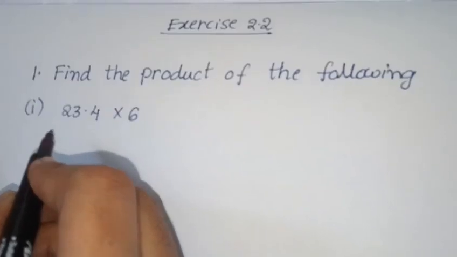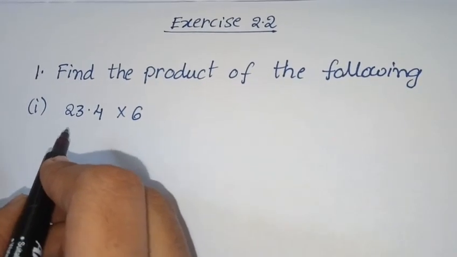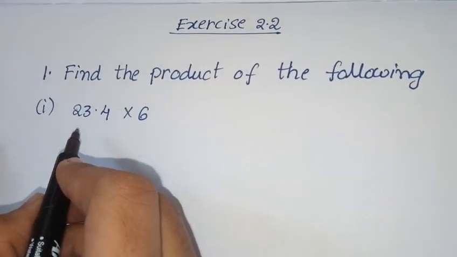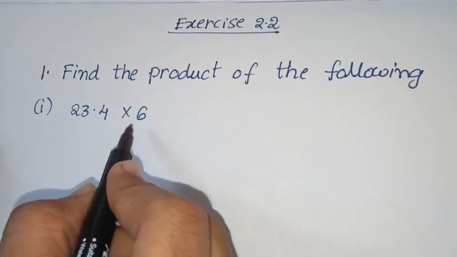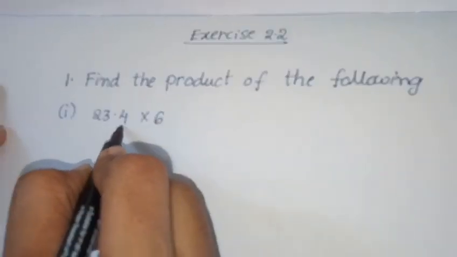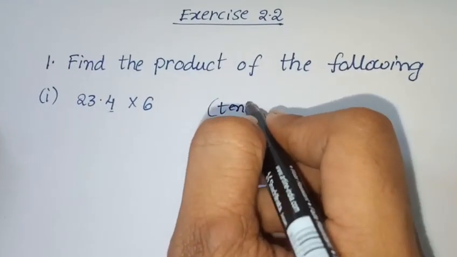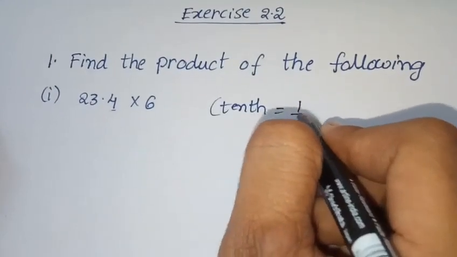Now I am going to explain exercise 2.2, first problem. Find the product of the following: 23.4 into 6. So in 23.4 the place value of the 4 is tenths. What is the meaning of tenths? Tenths is equal to 1 by 10.